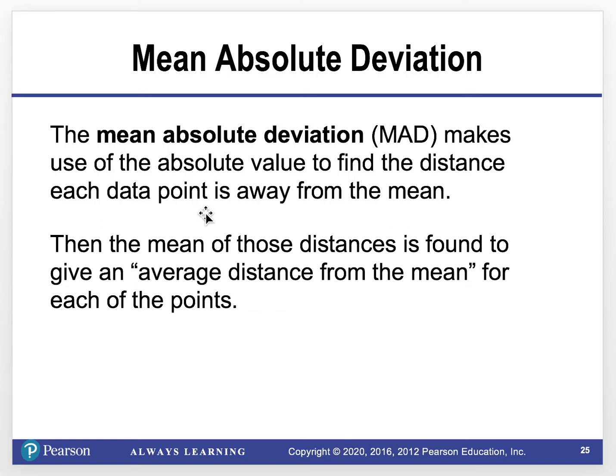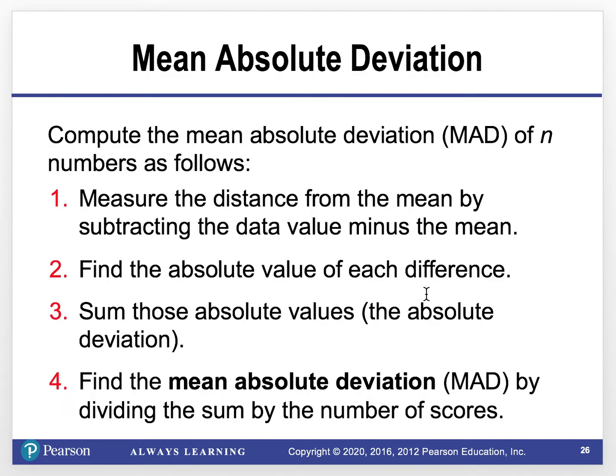What you're doing is finding, on average, how far every single data point is away from the mean. The only thing is this makes use of absolute values, and the standard deviation makes use of squaring, and we'll see why in just a minute. Then the mean of those distances is found to give an average distance from the mean for each of the points. Now here are the instructions for finding the mean absolute deviation.